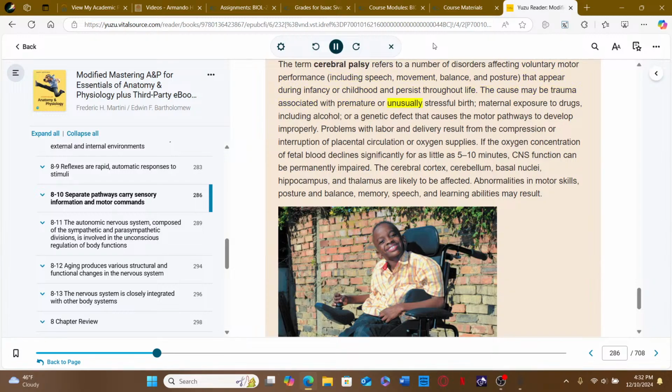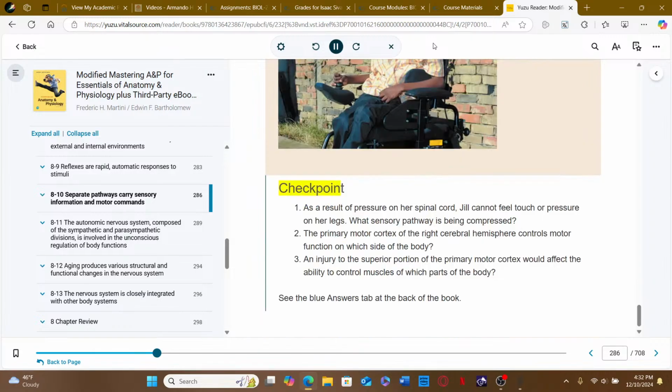The cause may be trauma associated with premature or unusually stressful birth, maternal exposure to drugs, including alcohol, or a genetic defect that causes the motor pathways to develop improperly. Problems with labor and delivery result from the compression or interruption of placental circulation or oxygen supplies. If the oxygen concentration of fetal blood declines significantly for as little as 5 to 10 minutes, CNS function can be permanently impaired. The cerebral cortex, cerebellum, basal nuclei, hippocampus, and thalamus are likely to be affected. Abnormalities in motor skills, posture, and balance, memory, speech, and learning abilities may result.